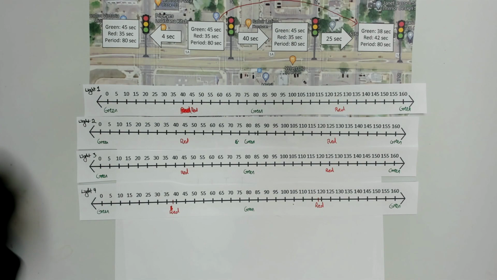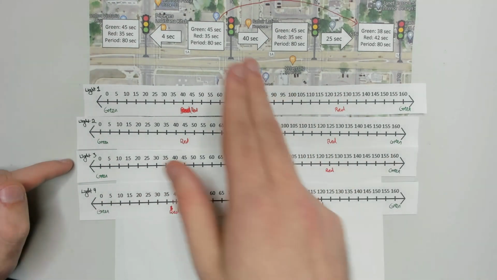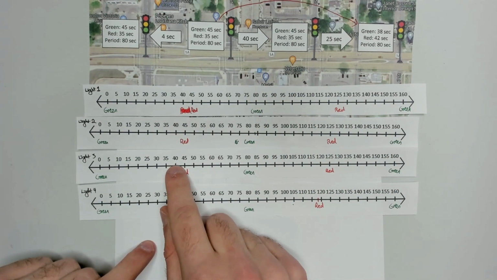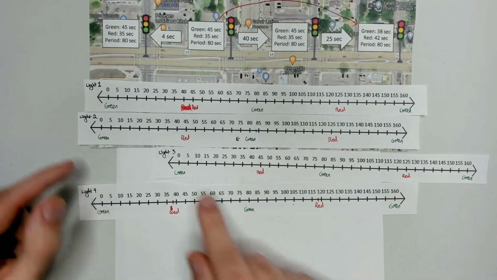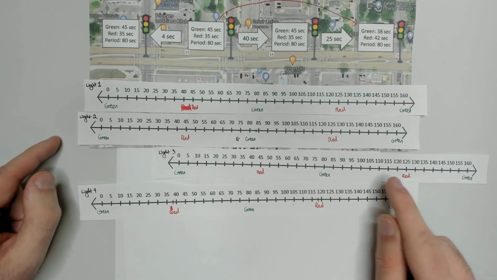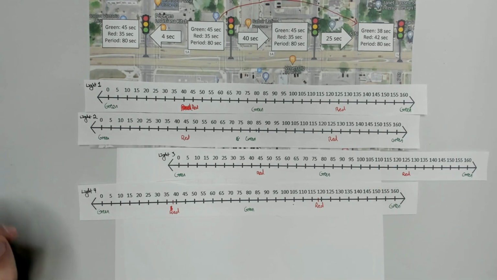Now if we factor light 3 into this, it's 40 seconds after light 2. So that means I'm going to be adding 40 to this number line and sliding it down to right about there. So now 0 lines up with 40. And we see, all right, things are pretty different now, right?